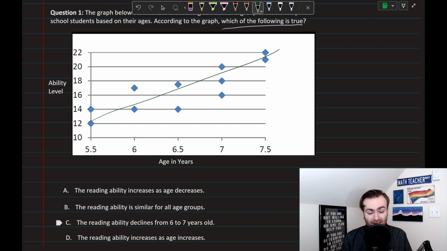The reading ability declines from 6 to 7. Well, I see a positive correlation there, not a negative one. And finally, the reading ability increases as the age increases. So for some of these, it's good to go and eliminate possibilities. So we know that some of these things aren't true, so we don't have to worry about them, and we're left with something that is true. So use some of your test-taking strategies to help out with these kinds of problems.